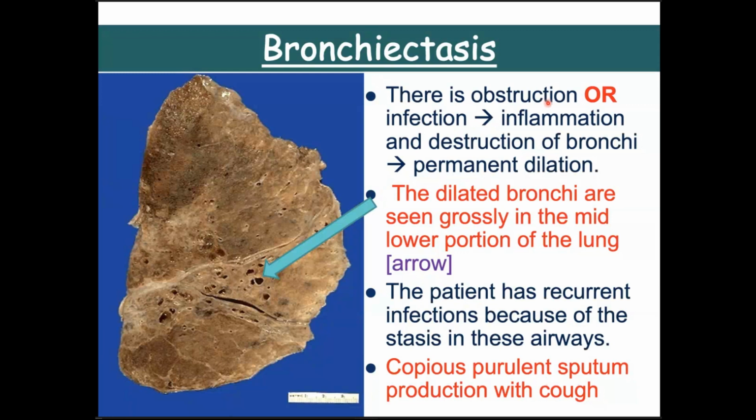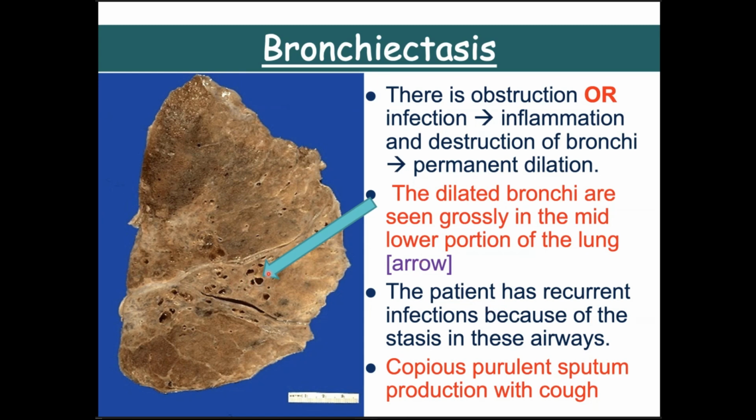So whenever there's obstruction or infection, there'll be inflammation. And when there's inflammation, there'll be destruction of the bronchi, and they get dilated permanently. When there's chronic inflammation, chronic infection, the bronchi will get permanently dilated. So the arrow is showing all these dilated bronchi in the mid portion and lower portion of the lung. The patient has recurrent infections. Now, what happens when they are dilated?